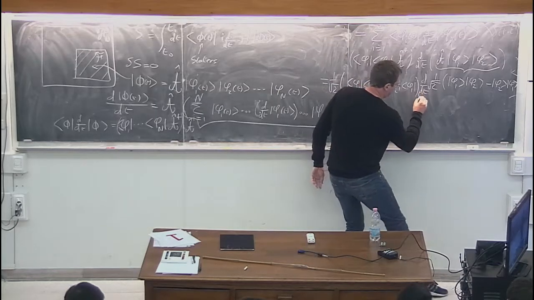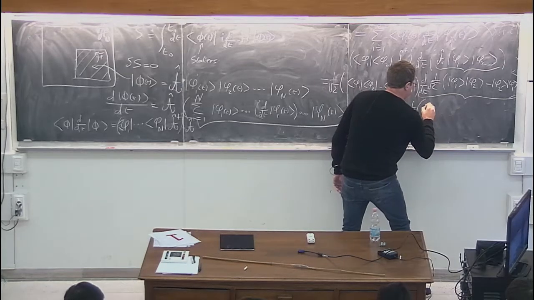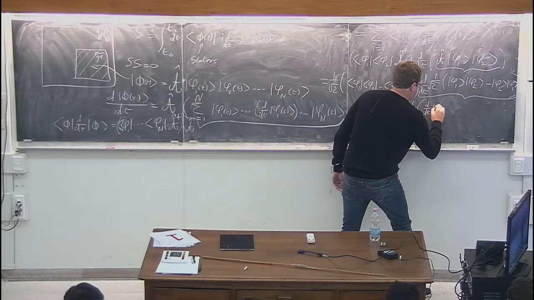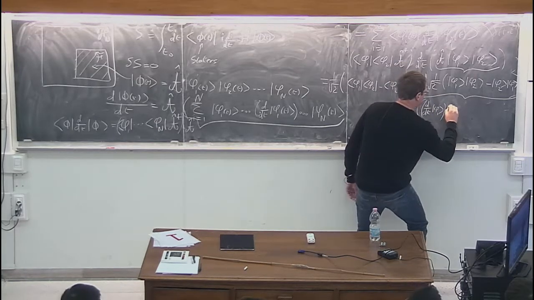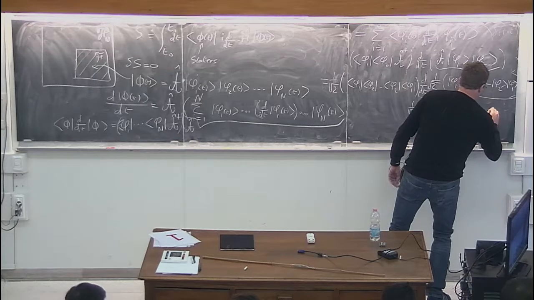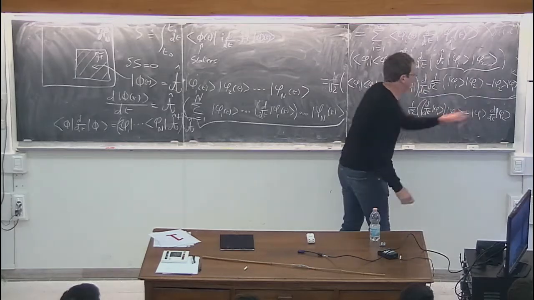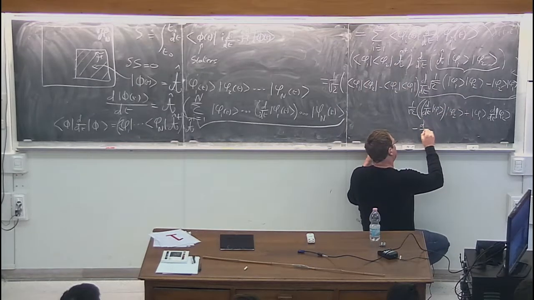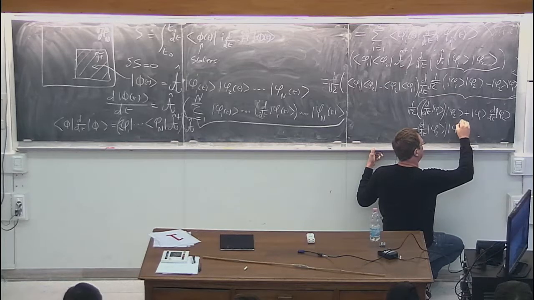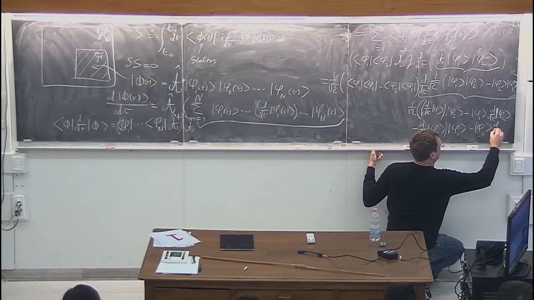So let's just act the time derivative on this first. So we have 1 over square root of 2 d on dt of phi 1 phi 2, plus the time derivative on the second state, and minus the cross term d on dt of phi 2 times phi 1, minus phi 2, sorry, d on dt of phi 1.